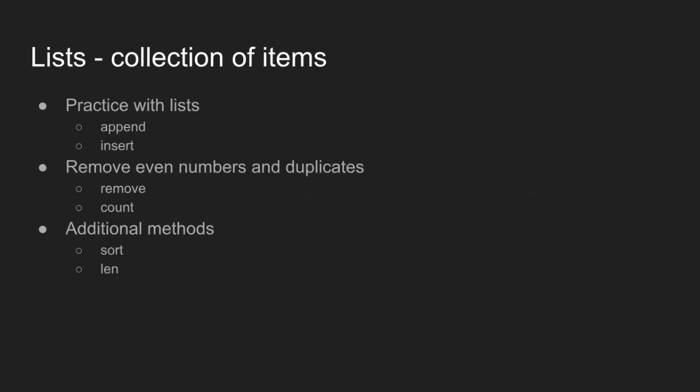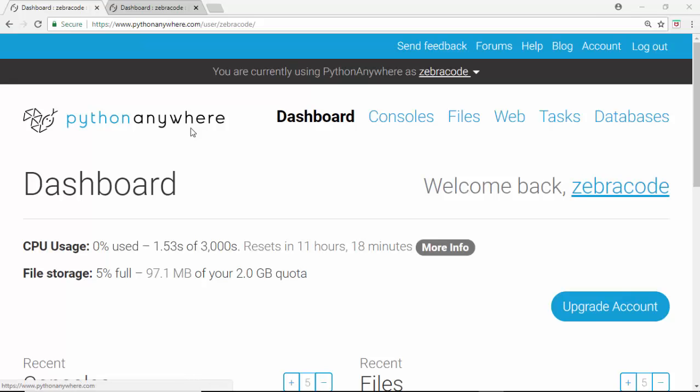This is a demo of Lesson 7, and the key concept is lists, a collection of items. We'll start by doing some basic practice with append and insert, where we add a few numbers to a list of numbers. Then we'll focus, where the majority of this demo is going to be, on removing all the even numbers and the duplicates within that list. So we'll use the remove method and the count method, and then some additional methods at the end: sort and length. Now, let's start off with some code.